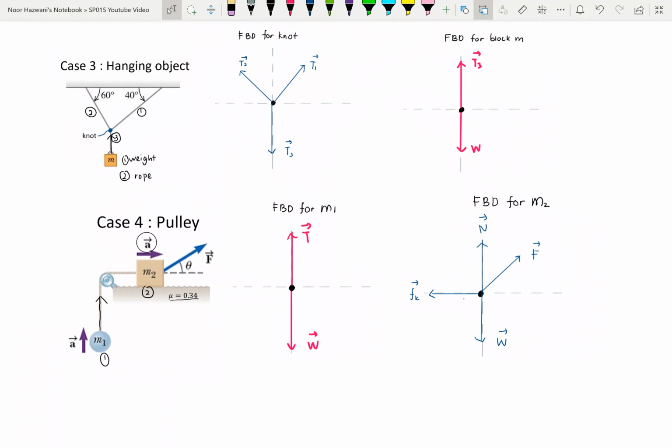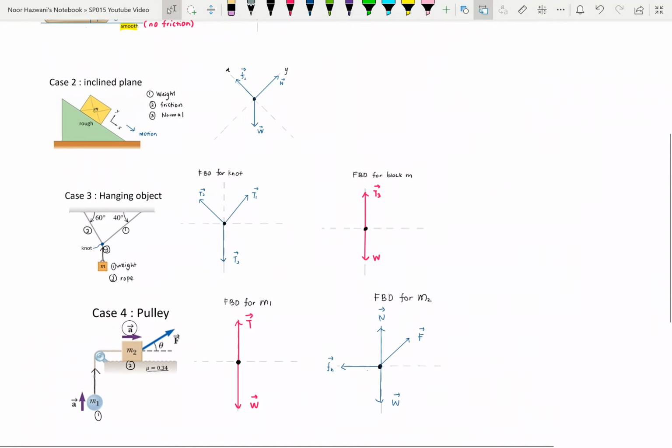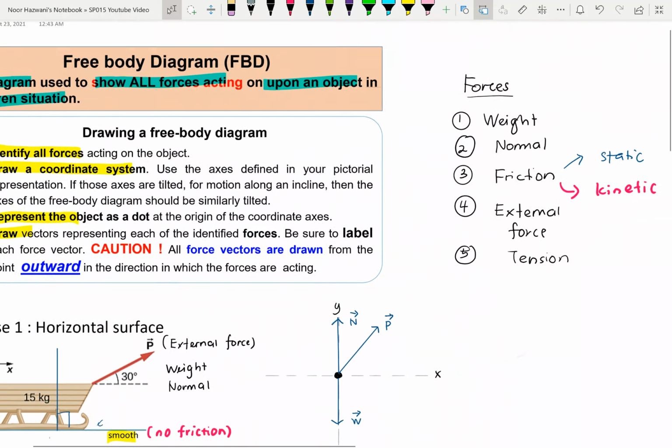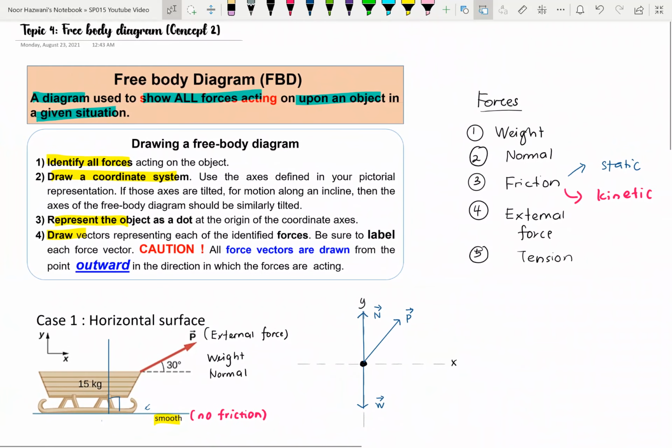So hopefully you learned how to draw free body diagrams. Let me first recap as a summary. First, we identify all the forces. How many forces did we learn? We only have 5. Weight, everything must have weight. Normal, must be 90 degrees to the surface. And then friction, you have 2: static for an object that stays, kinetic for an object that is moving. External force involves pull and push, and tension involves string, rope, cable or whatsoever, or any object that is tight.